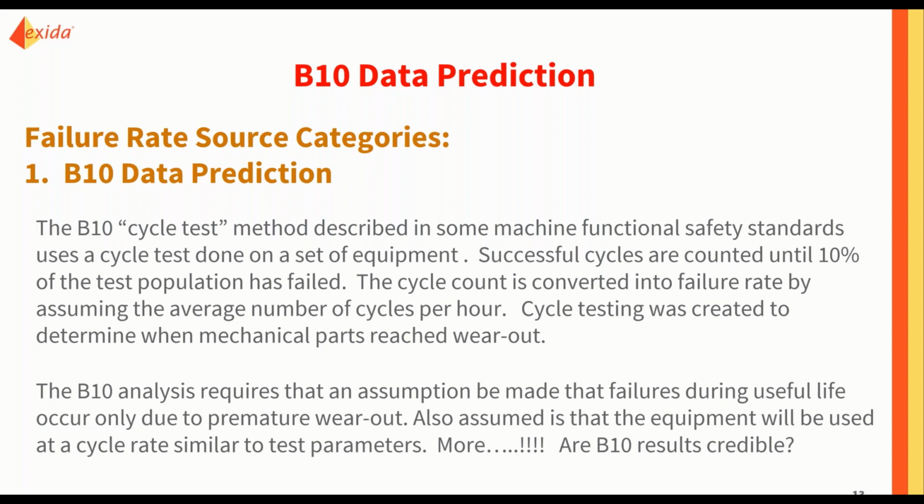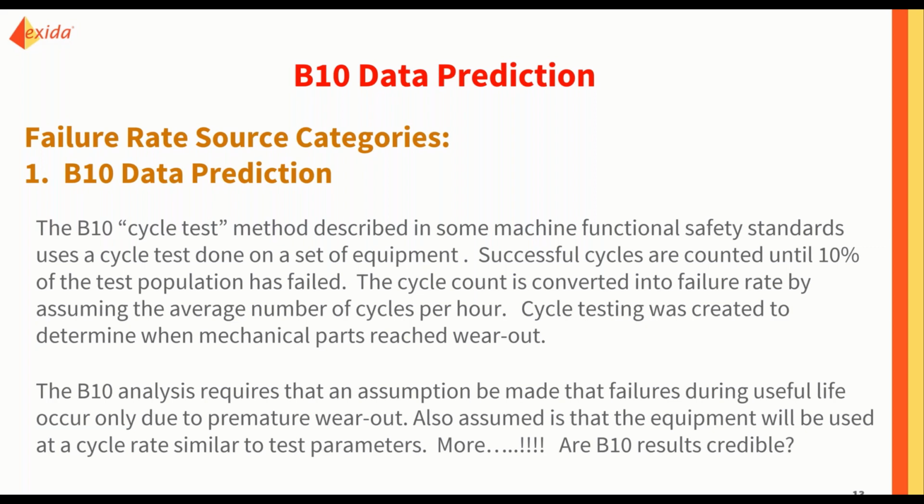So let's take a look at these categories and take a look at each of these sources. I'll deal with the B10 pretty quickly. It's a method that comes primarily from the machine safety people. And it's really a mechanical wear out test that was done years ago just to predict useful life. But they're trying to use it to predict random failure rate during the useful life. And I've never really seen any theoretical basis for this. If you have a theoretical basis paper where this is explained, please send it to me.